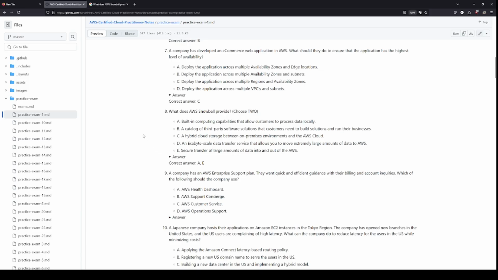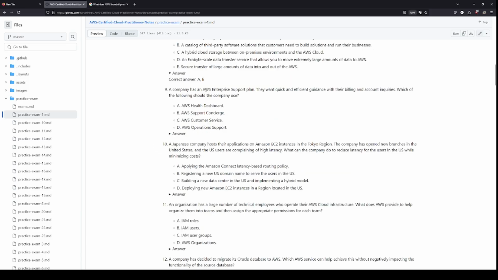Oh, goodness. Let's look at 9 here. The company has an AWS Enterprise Support plan. They want quick and efficient guidance with their billing and account inquiries. Which of the following should the company use? So we're looking at billing and account inquiries. So questions, right? They want quick and efficient guidance, and it has to do with the Enterprise Support plan. So the AWS Health Dashboard is provided to all support plans, including Basic, which is free tier. So we know this has nothing to do with it.